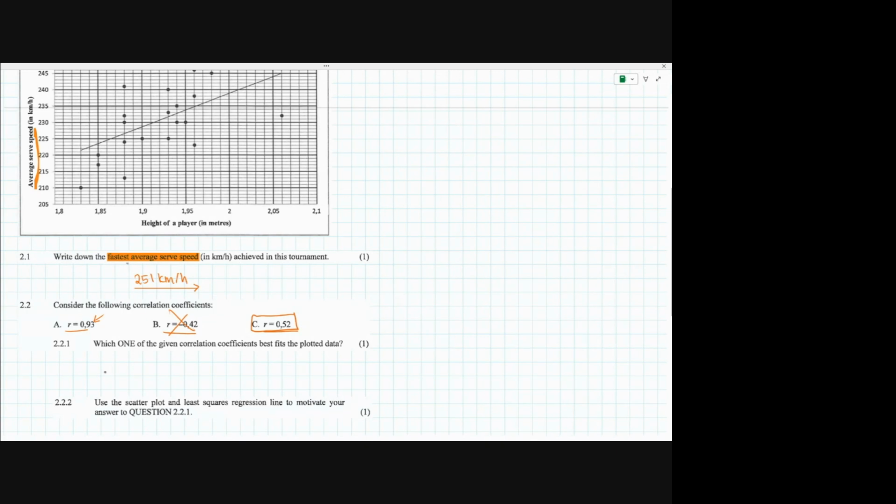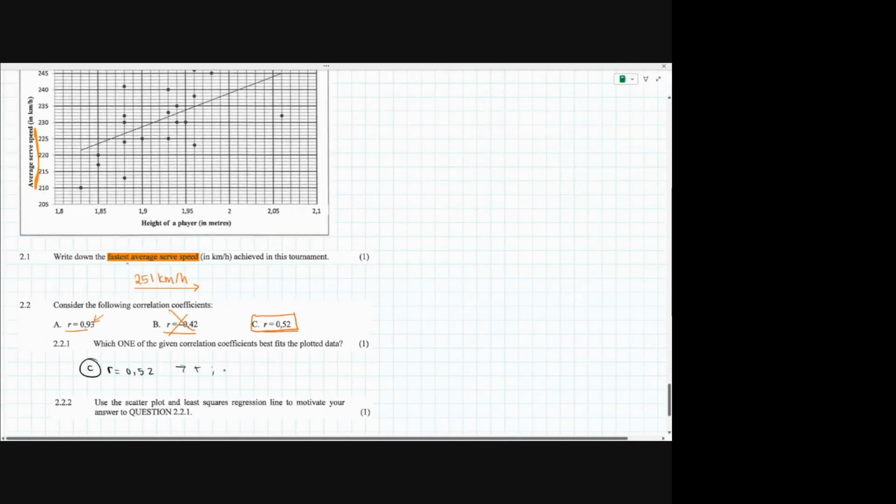I appreciate it. So we're going to go R is equal to 0.52, option C. And our reason for that, even though it doesn't ask us for a reason, we're going to give one anyway so that we know for ourselves. Because it's positive. Okay, we're just going to go with this, positive.